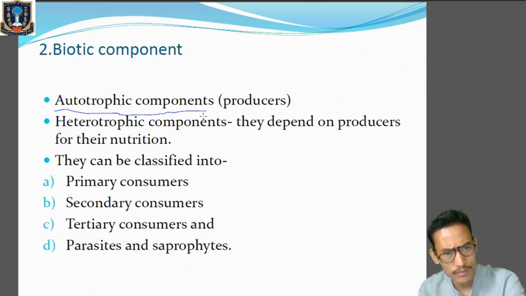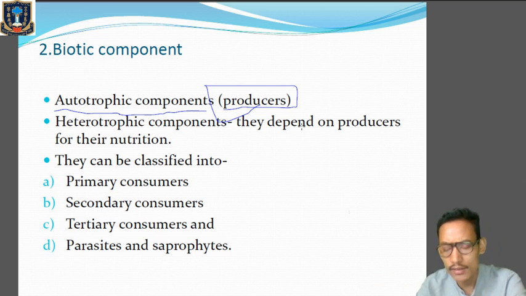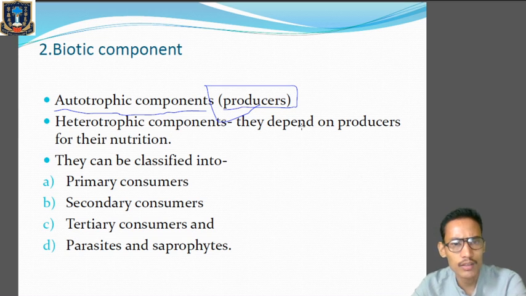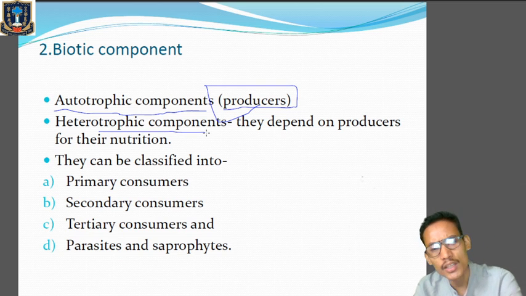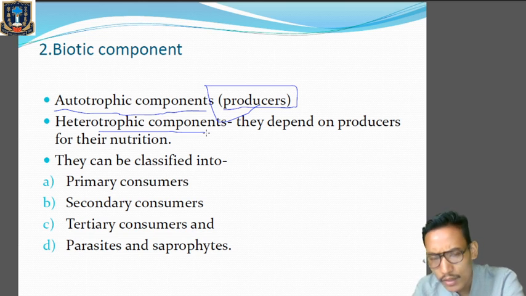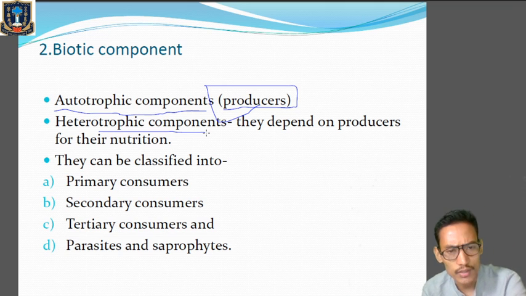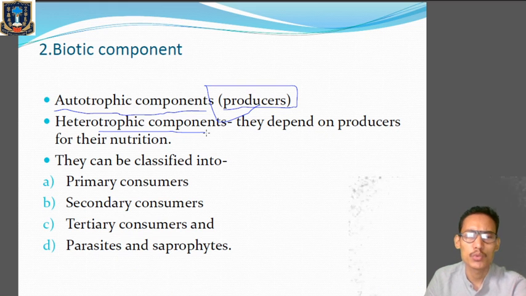Since green plants are able to produce their own food, they are known as autotrophs, and in an ecosystem they are known as producers. Why producers? Because they are able to produce food particles with the help of photosynthesis. The number two component of the biotic ecosystem is the heterotrophic component. Heterotrophic means the animals which are not able to prepare their own food but are dependent on the producers, the autotrophs, for their nutrition. Clear? So all the animals, including we human beings, are heterotrophs.